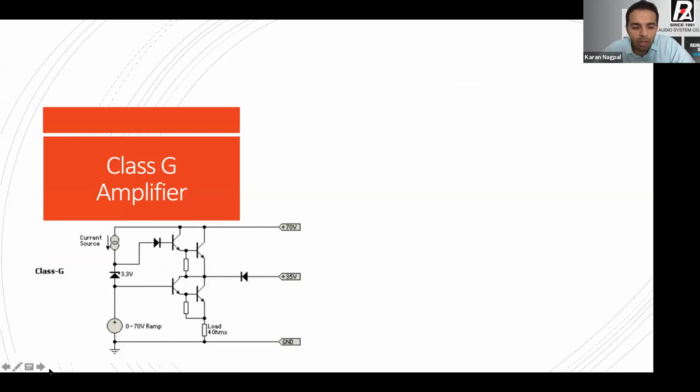So what class G basically does, I want to finish this quickly. In class G, there are different rail voltages. So if your input is not demanding a higher rail voltage, maybe out here you see a 35 volt rail voltage and a 70 volt rail voltage. So your different output stages have different rail voltages. If your input signal is small, it's just going to be using the smaller rail voltage, and as the signal keeps increasing and your demand for power goes up, it keeps switching the rail.